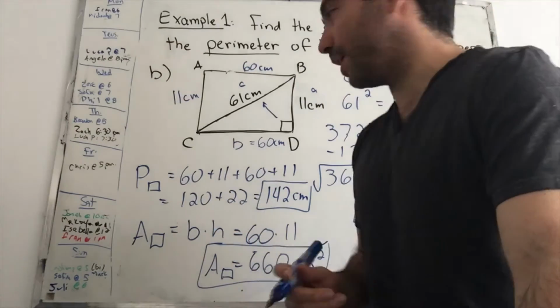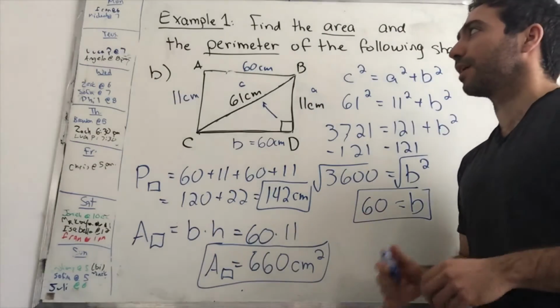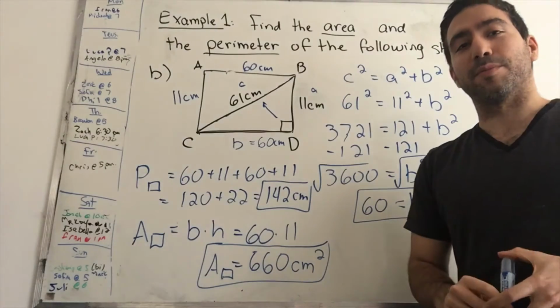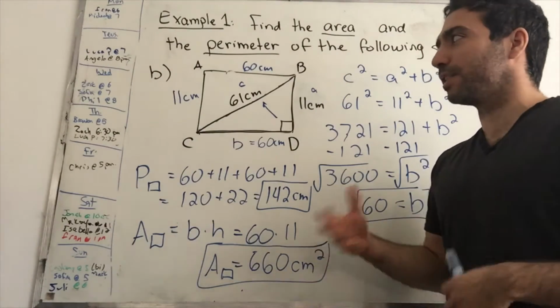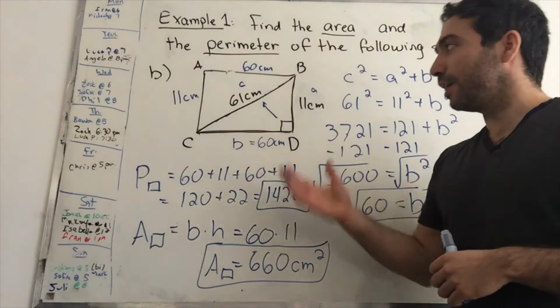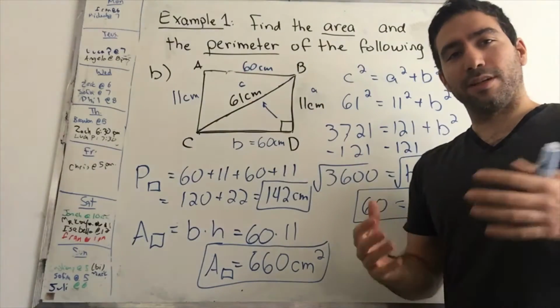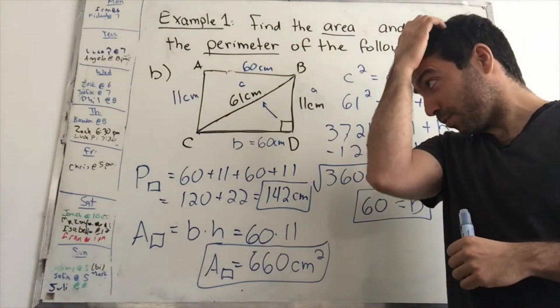And that's how we find the area of a rectangle and the perimeter of a rectangle using Pythagorean theorem. So you can see that Pythagorean theorem is useful because it doesn't only show up in right angle triangles, it could show up in other shapes. Great stuff. Let's continue with more examples.